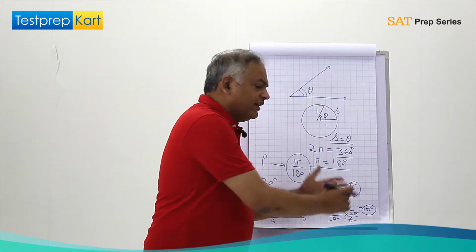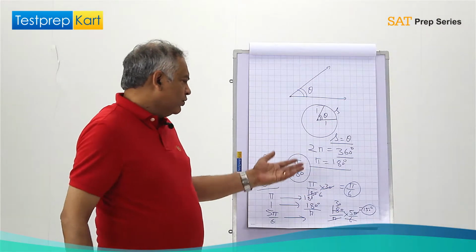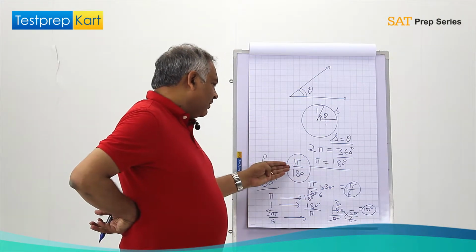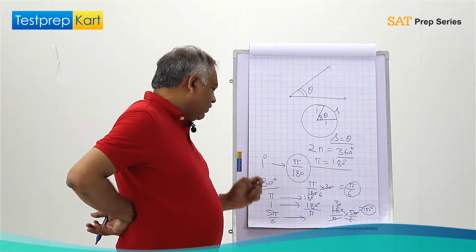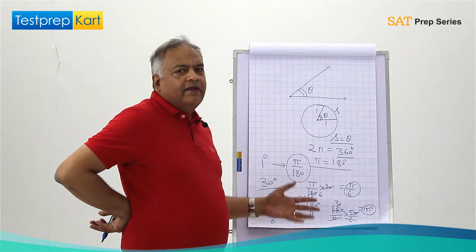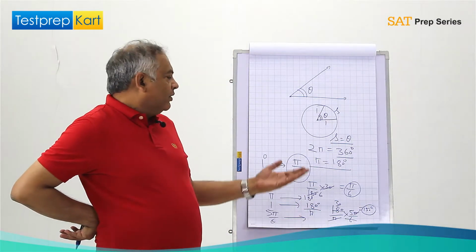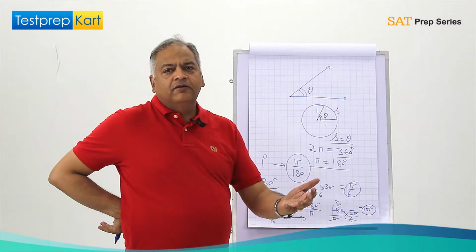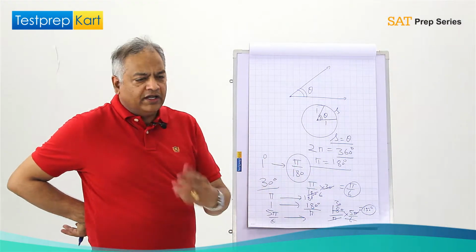So, radians to degrees and degrees to radians. You have to just recall that 1 degree is equivalent to pi by 180, or 1 radian is equal to 180 degrees by pi, and that's all. That will give you all the answers of conversion from radian to degree or degree to radians.